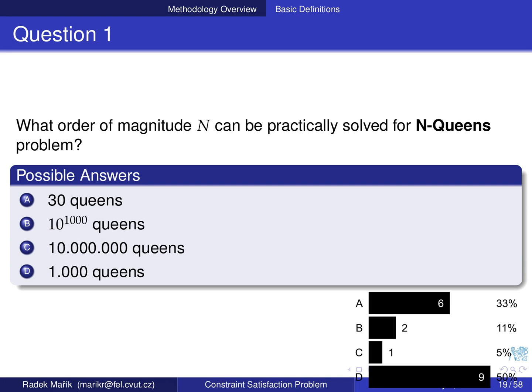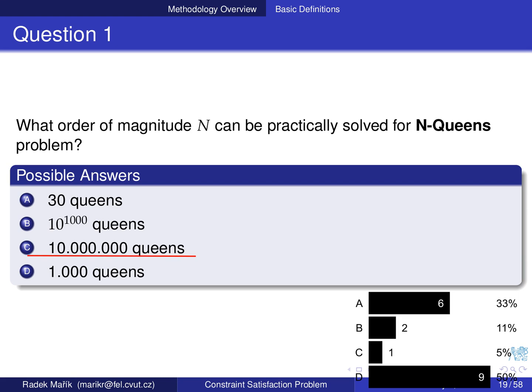For A, 6 of you. For B, 2 of you. C, just 1. And D, 9 of you. Basically, the majority thinks not quite small, but just 1,000 queens. You will see that I will present you with an algorithm that is able to operate with 10 millions of queens.